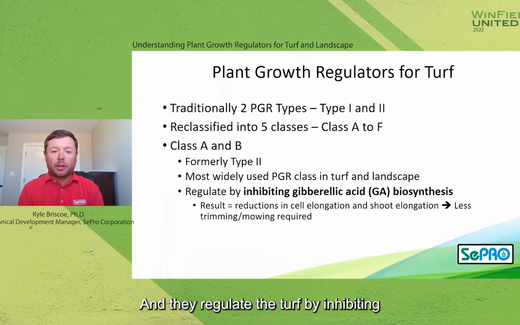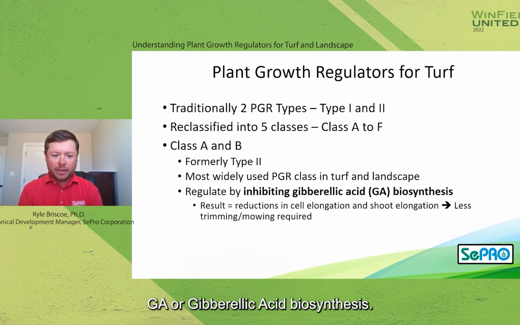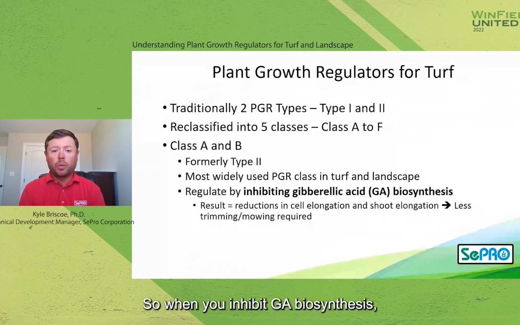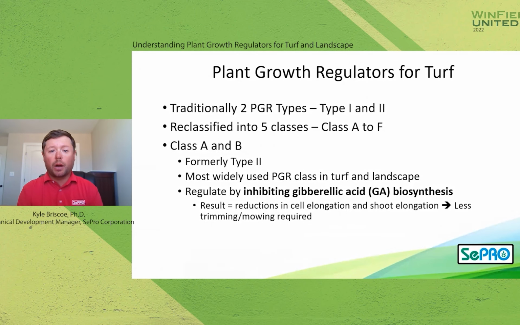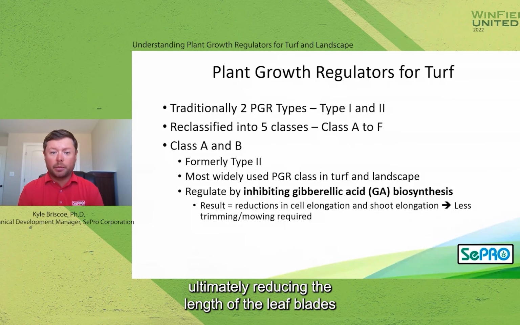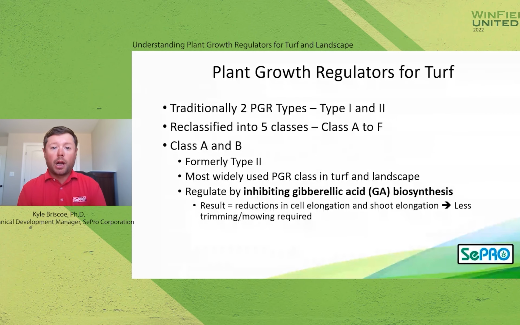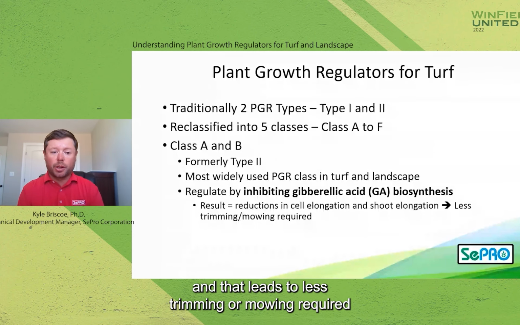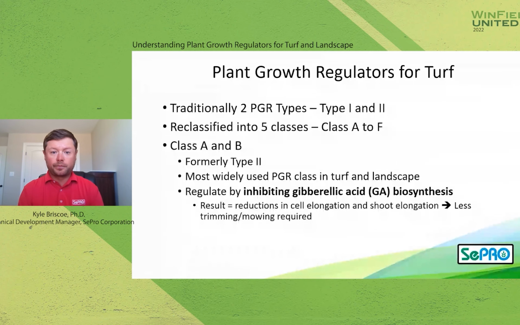And they regulate the turf by inhibiting GA, or gibberellic acid biosynthesis. GA is responsible for cell elongation within the plant. So when you inhibit GA biosynthesis, you reduce the length of the cell, ultimately reducing the length of the leaf blades or the shoots if you're talking about ornamentals. And that leads to less trimming or mowing required over the course of the season.